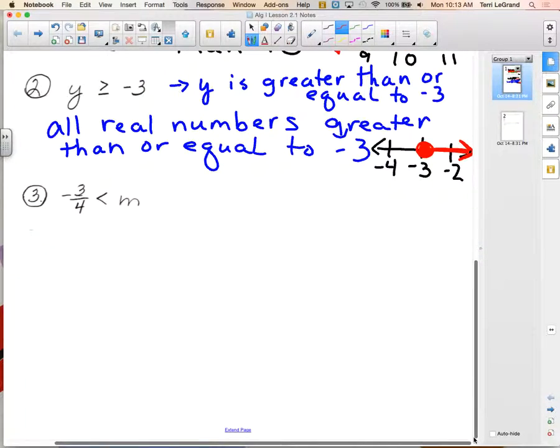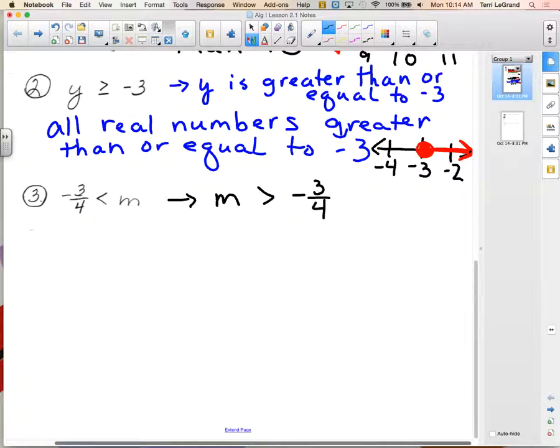Okay, then let's do one more here. We have -3/4 is less than m. Now, there are some students who like the number to be first rather than the variable. It just works in their brain better. My brain works better when I switch it up. I just reverse the whole thing: m is greater than -3/4. They mean the same thing, really.